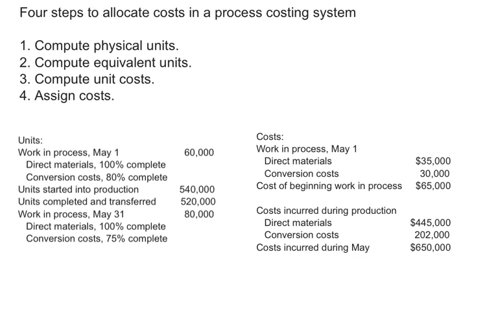We started 540,000 units into production, new units. We completed and transferred 520,000 out of our department, and then we had 80,000 left over at the end of the month on May the 31st. With regards to the ending inventory, those that were left were 100% complete for direct materials. We put those in process at the beginning of the period. And they were 75% complete as to conversion cost.